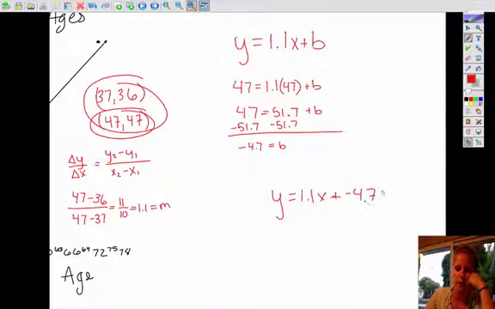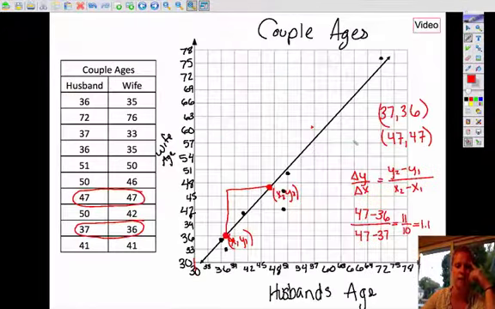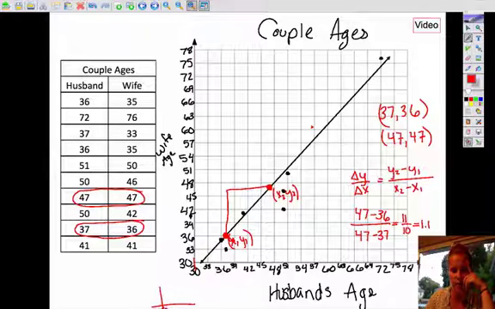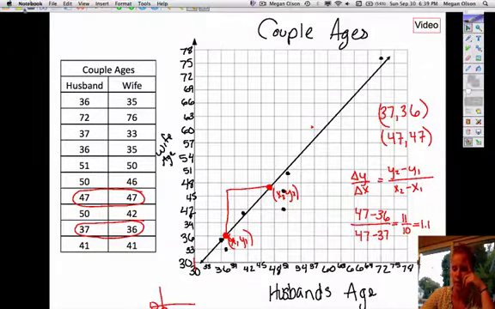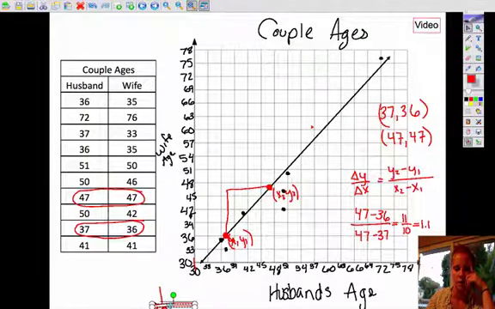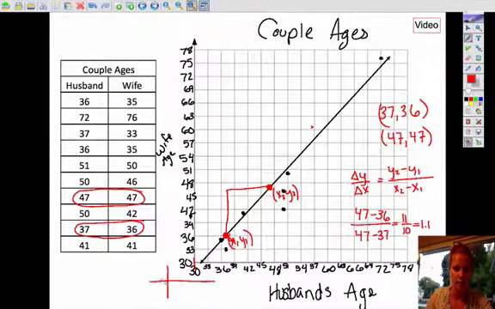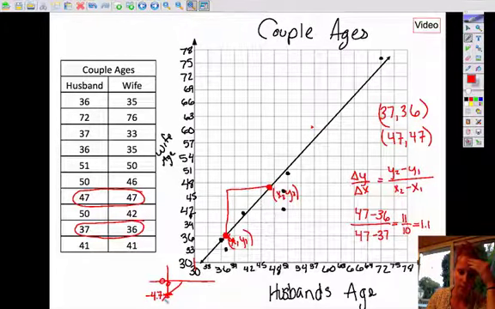But let's think about this negative 4.7 in terms of the context. That means if we go down to where this is 0, 0, this line is going to cross our y-axis. Actually, we're going to have to go further down. We go down to 0, 0. This line is going to continue to cross at a negative number. So that means when the husband's age is 0, the wife should be negative 4.7 years old, which obviously doesn't make sense in the real world.